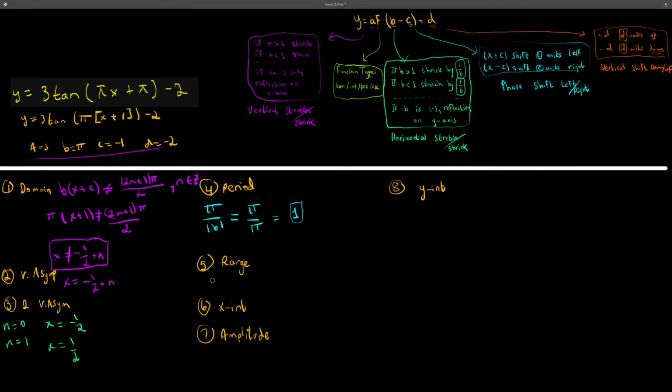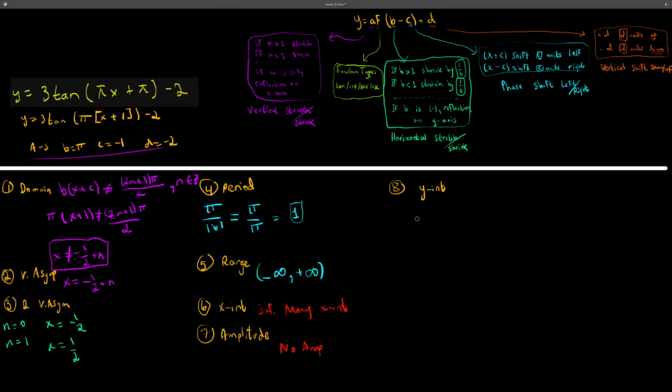Now the range, on the other hand, for tangent, is all real numbers. Now you can just memorize that. The range for tangent is all real numbers. Now the x-intercept, because the range is all real numbers, there's going to be an infinite amount of x-intercepts. So infinitely many x-intercepts. Now there's no amplitude.